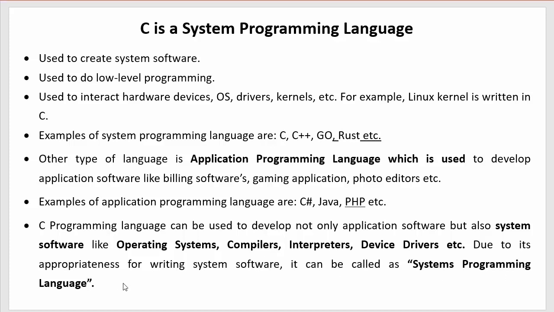Due to its appropriateness for writing system software, it can be called a system programming language. The C programming language is so appropriate for developing system software like operating systems, compilers, interpreters, device drivers. That's why the C programming language is termed as a system programming language. So these are some of the points which we have discussed to understand why C is termed as a system programming language. I hope you have understood. I'm sure now you are very clear why C is called a system programming language.